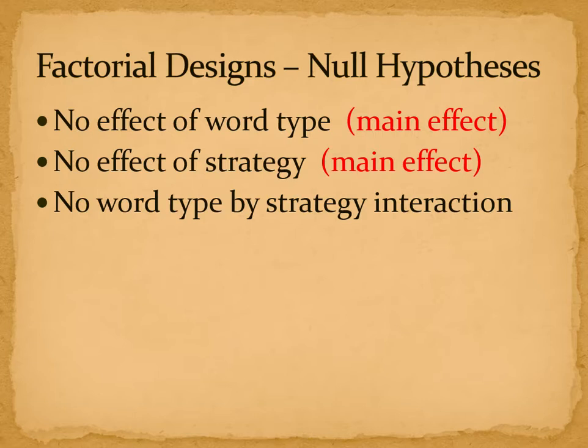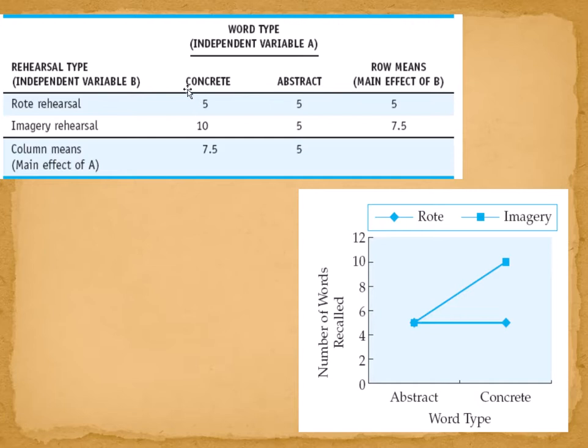So again, factorial design. This over here represents words memorized. So 5 words, 5 words, 5, 10 for imagery and concrete. We can see that concrete versus abstract, concrete memorizes more. Rote versus imagery, imagery has more of a memorization help. But if we look at this, there's an interaction where concrete imagery is so much better than the rest. So that's what an interaction looks like.